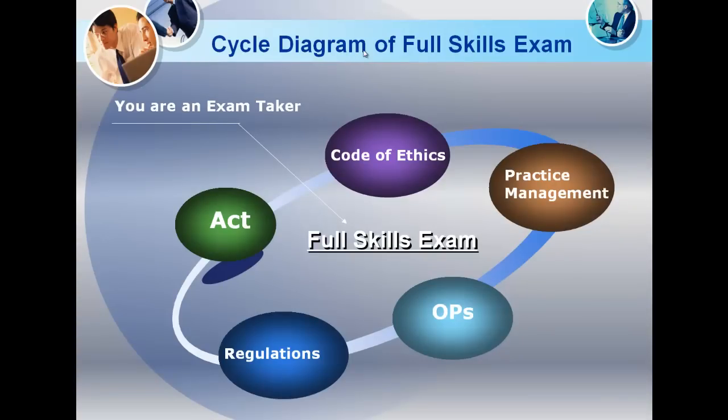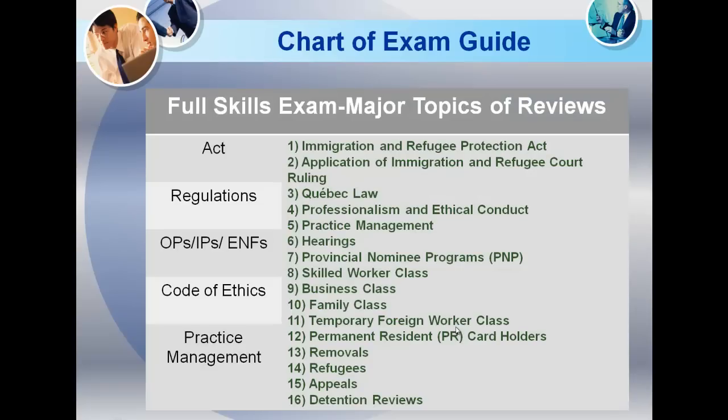Last time, I already talked about the diagram of the skills exam, and you jump into the first skill exam, which is a very big blue sea, and there are 5 categories. You have to know it. Then you also have 16 topics of review, including these 5 options. So I just made the chart, and you may find it easy to understand.